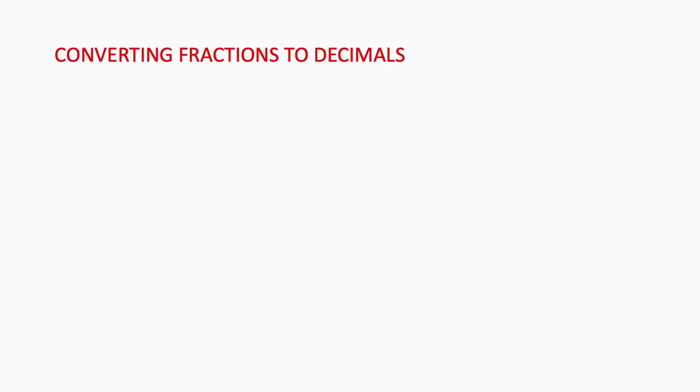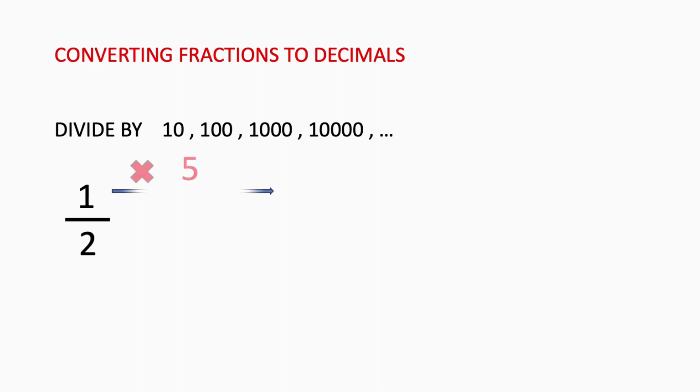Let's do the reverse operation together, which is converting a fraction to a decimal number. Remember that a decimal number is a fraction whose denominator is a multiple of 10, 100, 1000, etc. Therefore, our task in converting a fraction to a decimal number is to write the fraction with a denominator that is a multiple of 10.